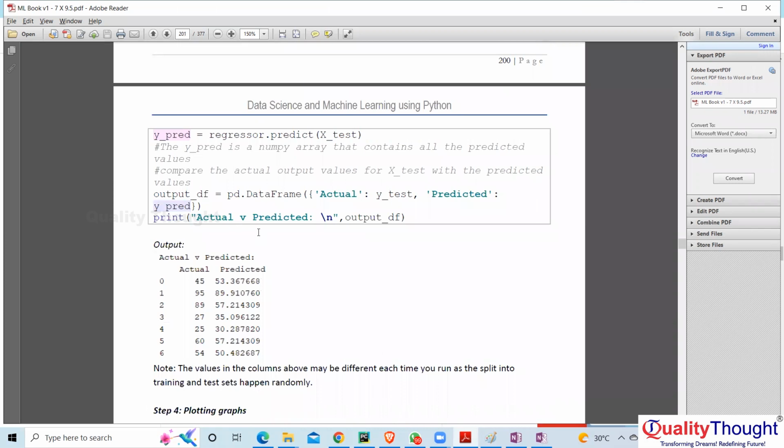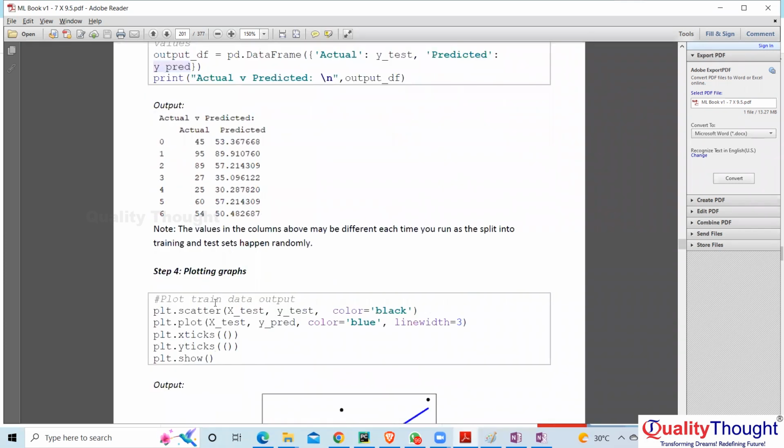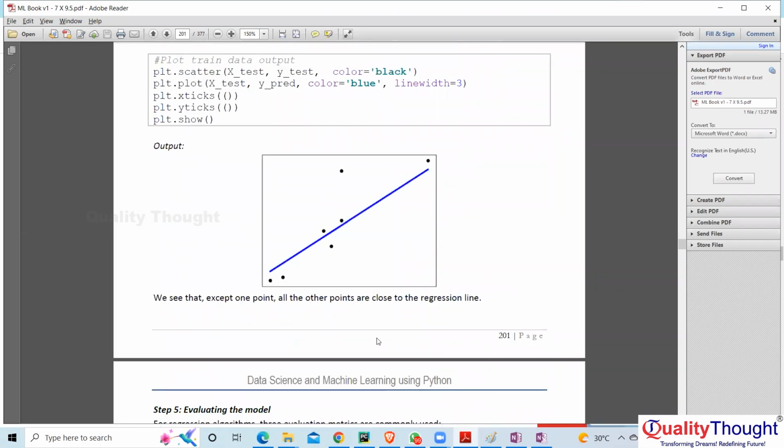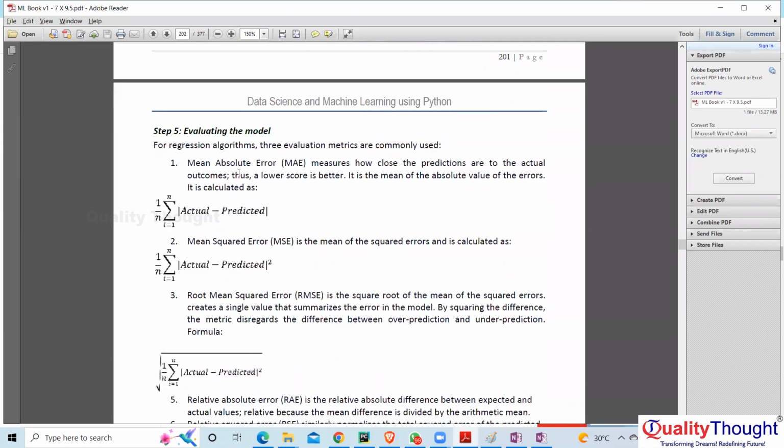Then you make the prediction with dot predict, and you get the values. And of course we can plot this. And coming back to the evaluation, tell me what are these evaluation metrics? What is MAE?